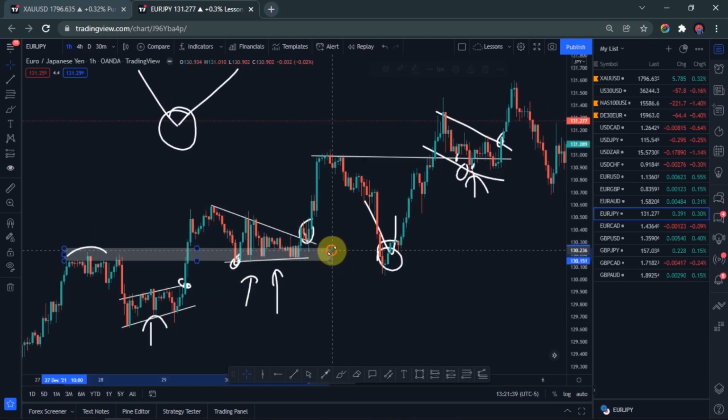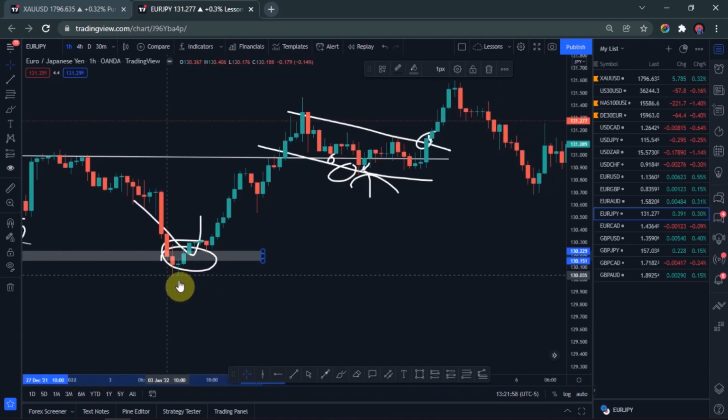Even with this level, which I said is hard to enter from, at least this level which was retested, or this key level which acted as a resistance and then as a support, at least it gives us some kind of signal that okay, price might react. So if you are also a trader who observes candlestick patterns, you can say that there's a reversal candlestick pattern.